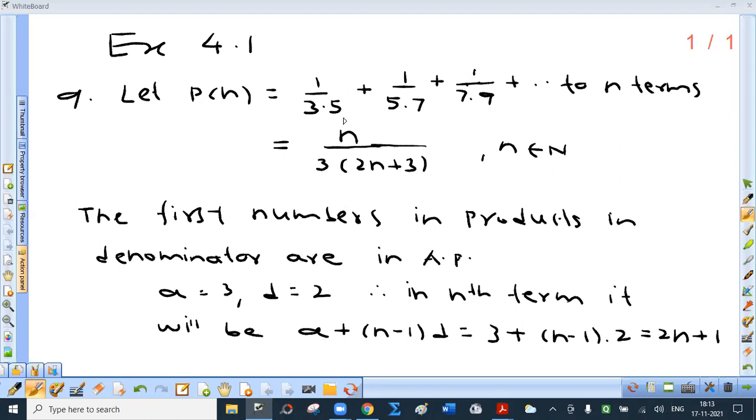Similarly, we'll do that orally and then we'll write. 5, 7, 9 are again in AP. First term 5, common difference 2. So the second number in nth denominator is 5 plus n minus 1 into 2. So 5 plus 2n minus 2, that is 2n plus 3. So what is the nth term? 1 upon 2n plus 1 into 2n plus 3.